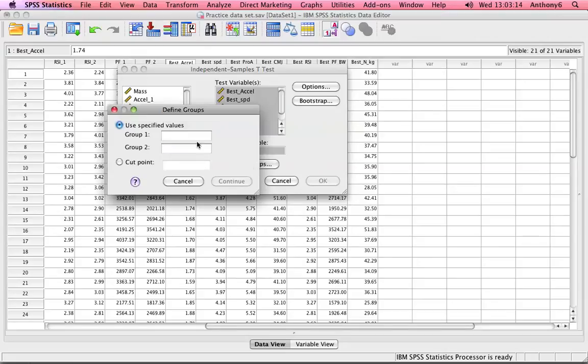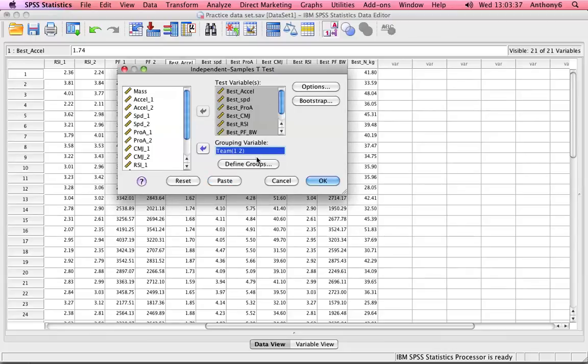So you're going to define groups. We labeled group one, the blue team, as one, so we just stick one in there, and the green team as two. So again, we'd put two in there. If we had a third or a fourth team, maybe a red team, and we labeled them three, then I might want to look at one versus three. So we've defined the groups, and then we simply press OK.